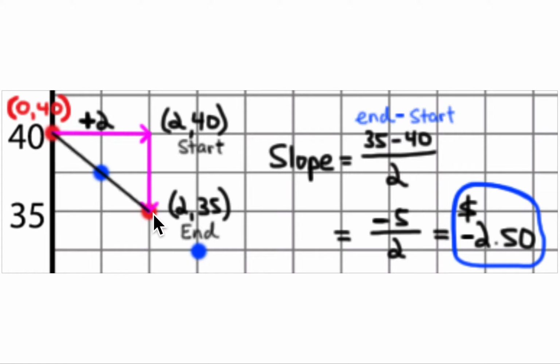So to do that calculation, take where you end, 35, and subtract where you start. So it's 35 minus 40. You have to get rid of where you start. And so 35 minus 40 is a negative 5. So this ends up being a negative 5/2 or a negative $2.50. And that's what happens. You subtract $2.50 for every ride that you take.